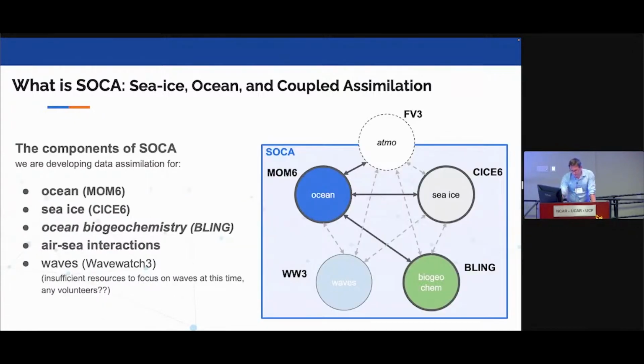So the components of SOCA: we have the ocean, MOM6, sea ice, SIS2, and biogeochemistry. I know it's not really part of UFS, but it is a module you can compile within MOM6. And then we have the air-sea interactions between all of those components. We also have waves, however, we have insufficient resources to really do anything with that, so if there are any volunteers, please talk to me. We would love to start doing more in terms of wave DA in the near future.